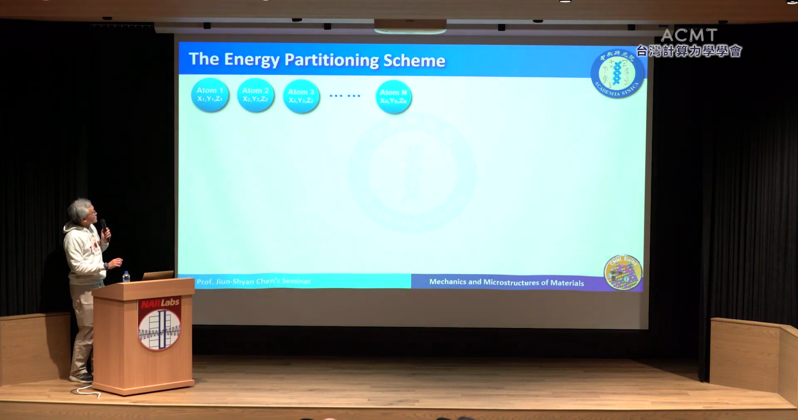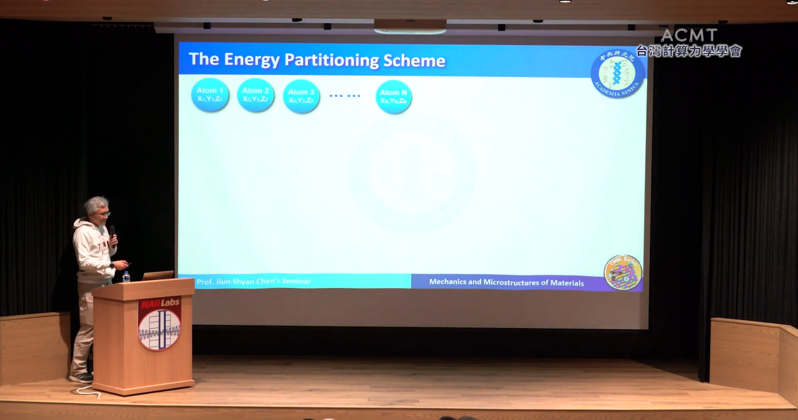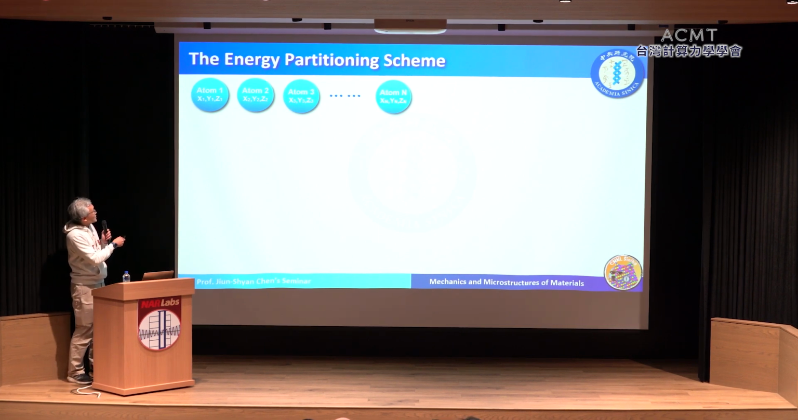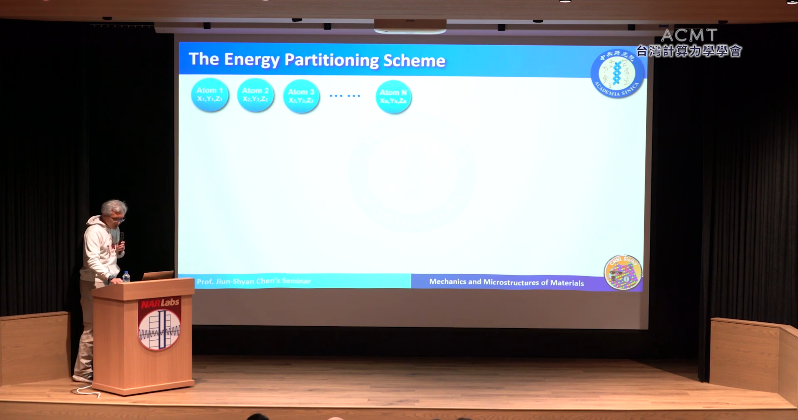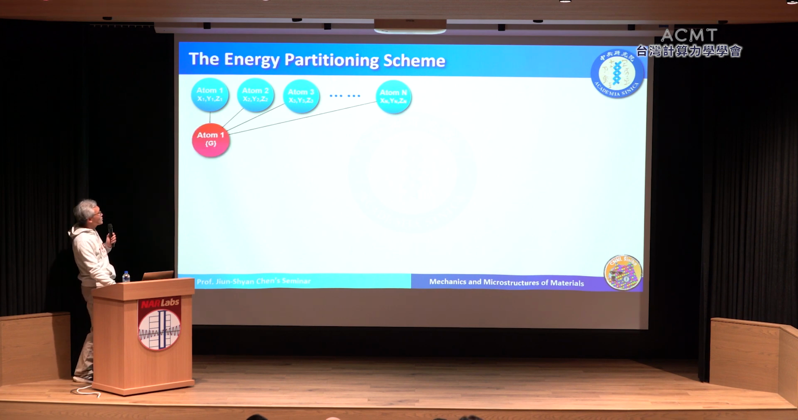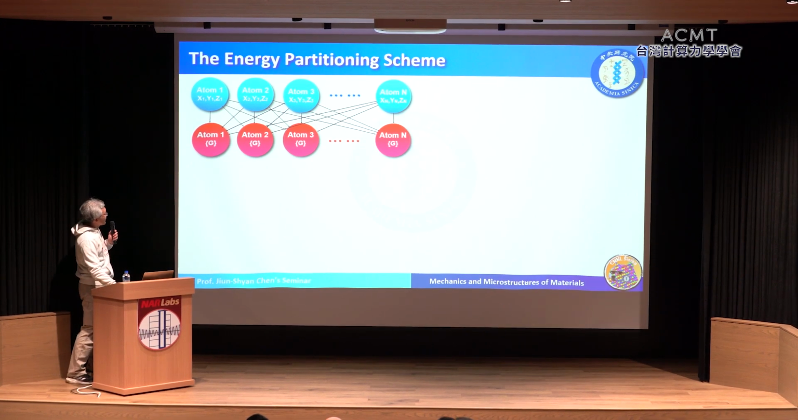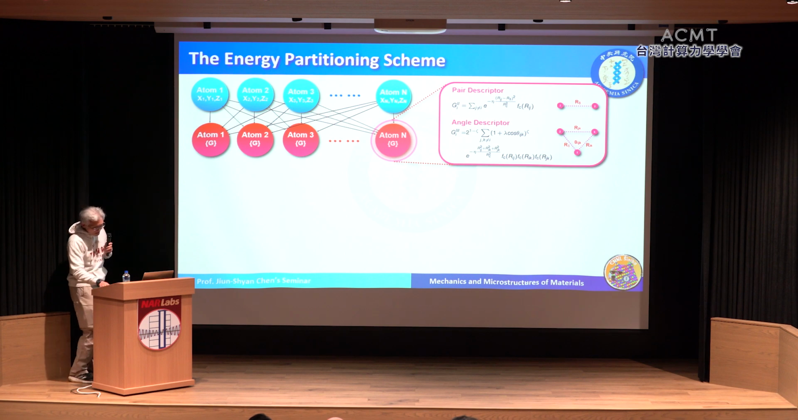Okay, so the first difficulty we face is that in atomistic simulation, we need an interatomic energy model to describe the interaction between atoms in the system. This is the energy partitioning scheme proposed by Behler and Parrinello. Starting from the Cartesian coordinates of atoms, we encode them into rotationally and translationally invariant vectors G, and they look like this.